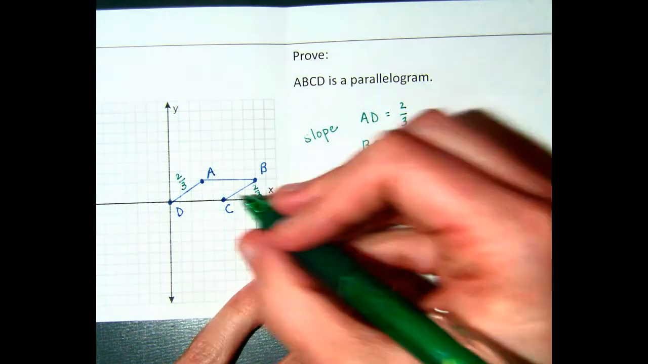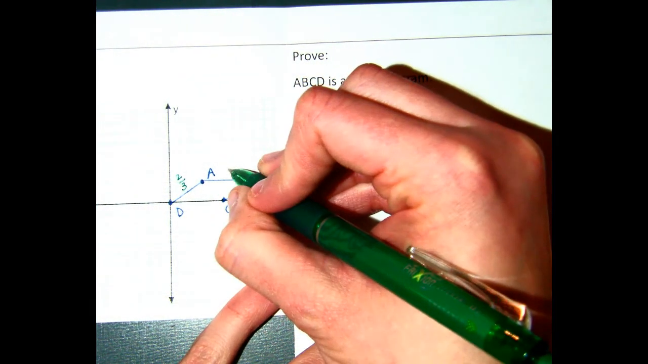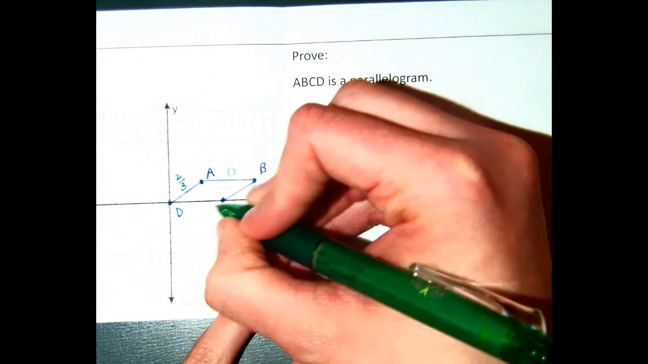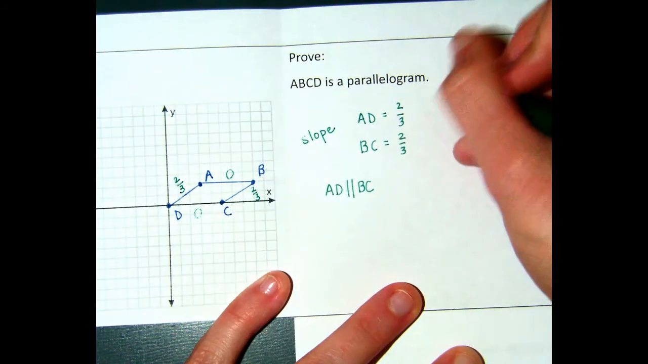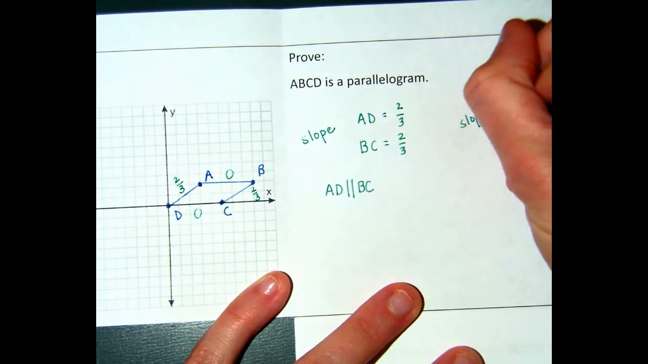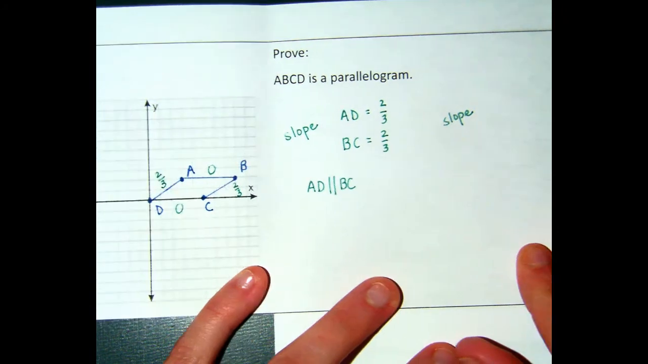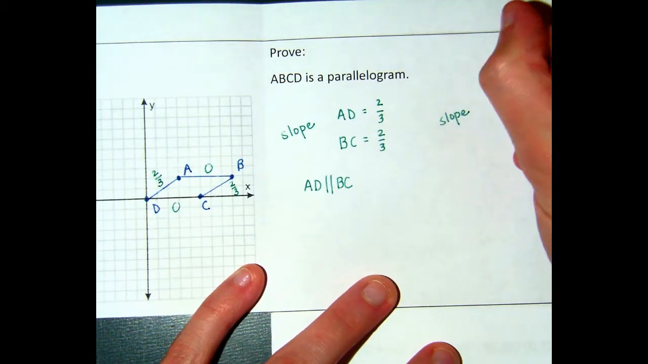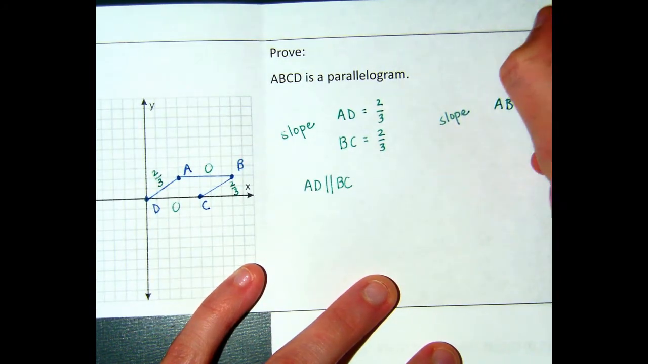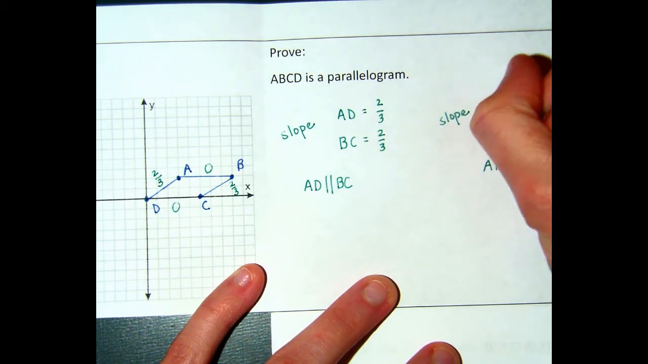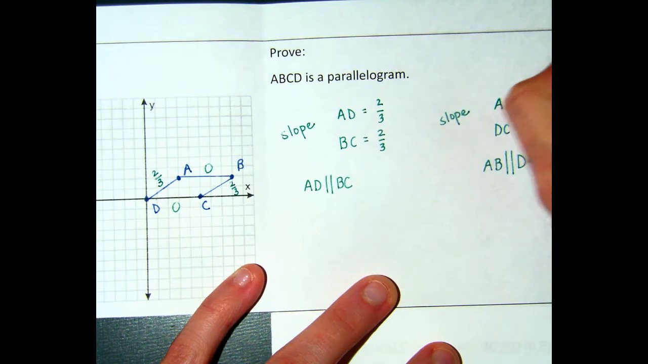Next, let's look at the other sides here. AB has a slope of 0. DC has a slope of 0 as well. So, again, we were looking at slopes. The slope of AB is 0. The slope of DC is 0. Therefore, AB is parallel to DC.